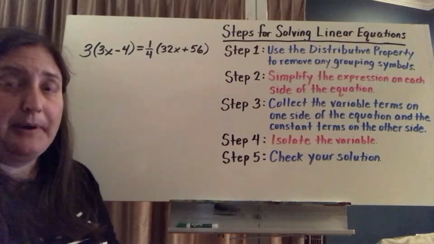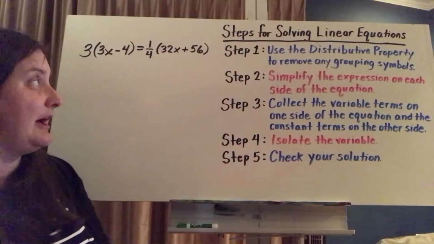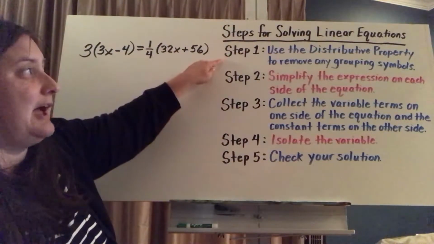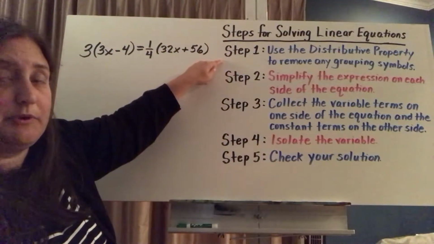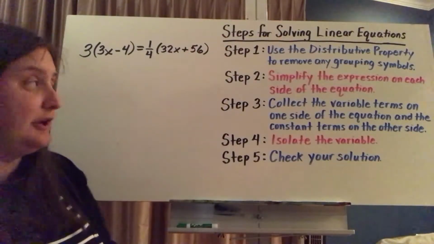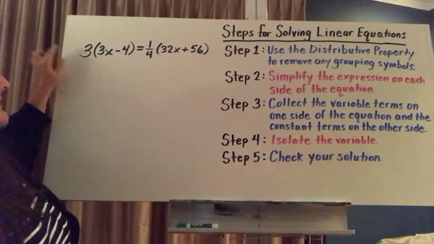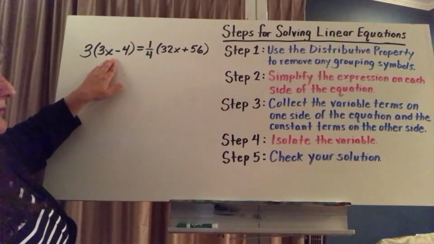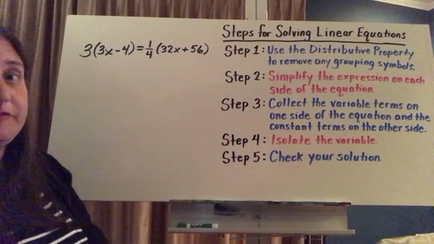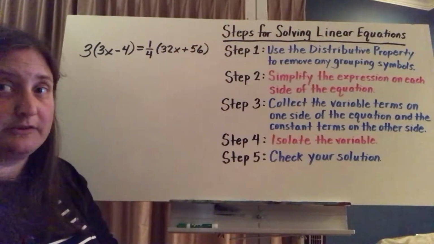All right, a key part of solving equations with variables on both sides is to follow these steps. The first thing you want to do is anytime you can use the distributive property to get rid of grouping symbols, you want to do that first. It simplifies your equation. So here's an equation with grouping symbols. I've got 3 times the quantity of 3x minus 4 equals 1/4 times the quantity 32x plus 56. So the first thing I'm going to do is distribute in order to simplify this equation.